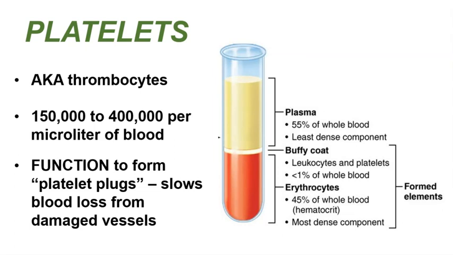Here we will focus on the last component of the formed elements, which are the platelets. Platelets are also referred to as thrombocytes. Platelets are typically found in a quantity of about 150,000 to 400,000 platelets per microliter of blood. They function to form platelet plugs, which are going to help slow blood loss from damaged blood vessels prior to blood clot formation.